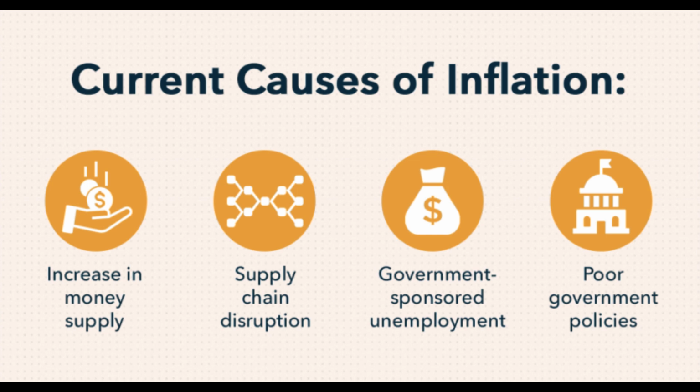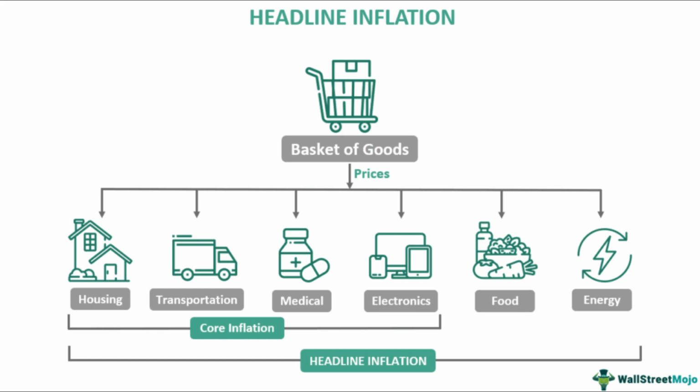There are two main types of inflation: demand pull inflation and cost push inflation. Demand pull inflation occurs when there is a high demand for goods and services, and the supply cannot keep up. As a result, the prices of goods and services increase. Cost push inflation occurs when the cost of production increases, and businesses pass these costs on to consumers in the form of higher prices. Inflation can have a significant impact on an economy.